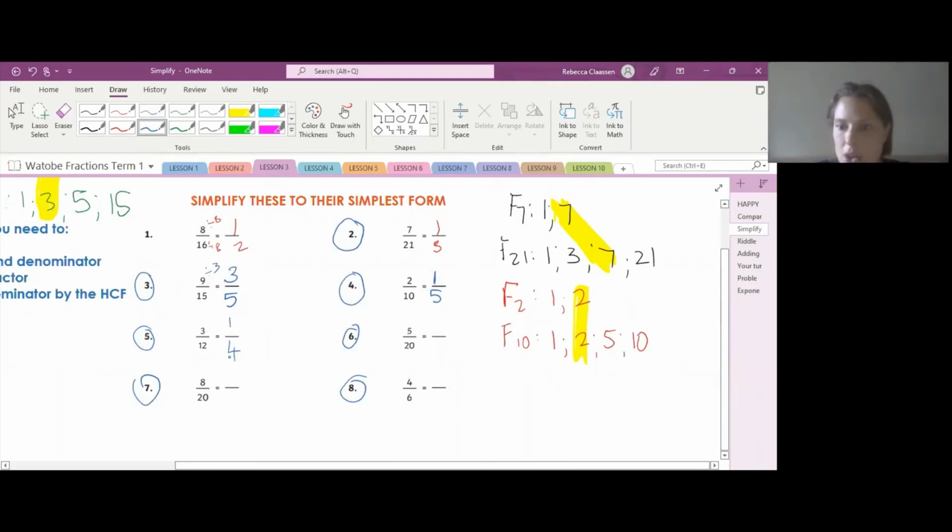Okay. And Oratilwe, number 6. What's the answer? 1/4. Ma'am, so first I wrote down the factors of 5, which are 1 and 5. And then the factors of 20 are 1, 2, 4, and 5, ma'am. And the highest common factor is 5, ma'am. So I divided both of them by 5, which gives 1/4. 1/4. Well done. Absolutely brilliant. Good job.